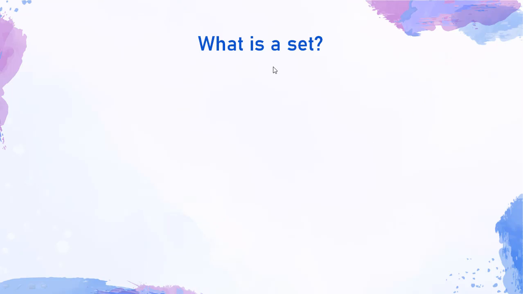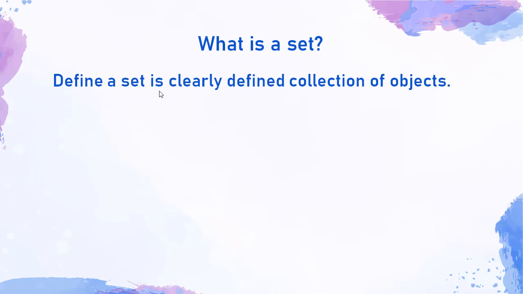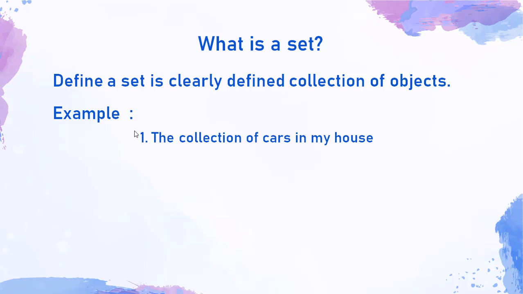The first one will talk about sets. Okay, what is a set? A set is a clearly defined collection of objects. For example, first, the collection of cars in my house. Second, the collection of rare flowers. These examples are sets because they are well defined and clear.